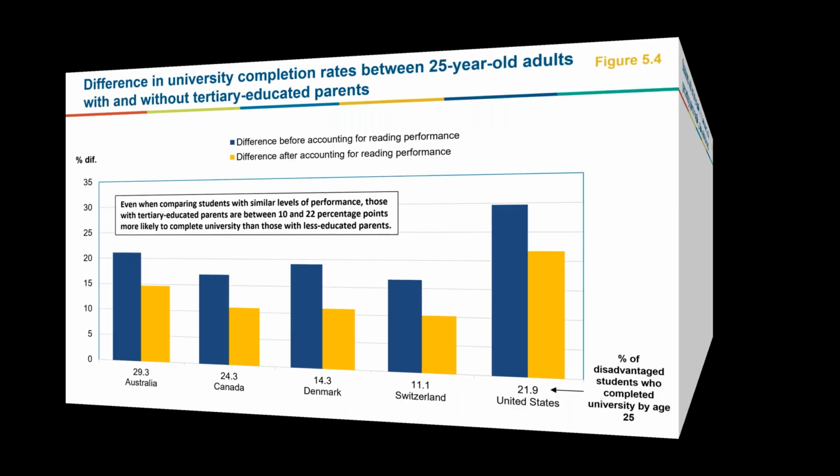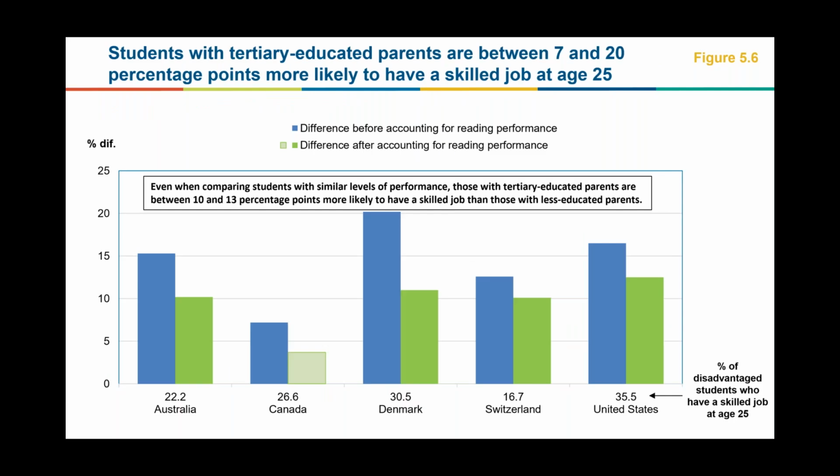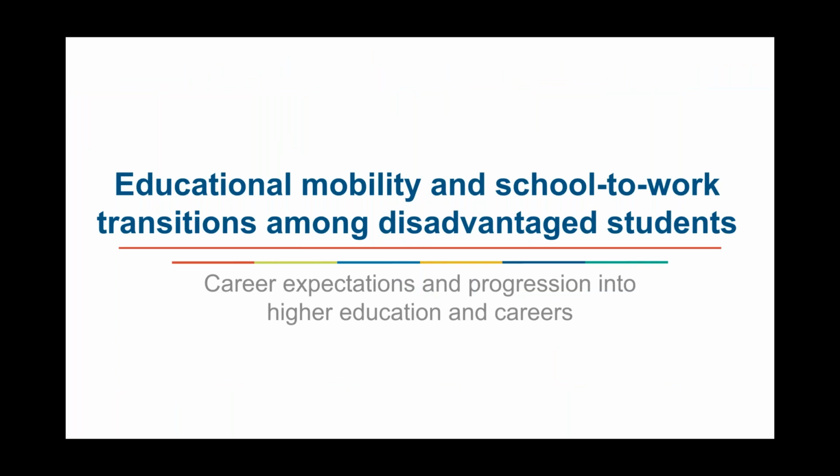We also see the same thing when we look at having a skilled job at the age of 25. In every country, even after controlling for learning outcomes, you can see that your propensity to have a skilled job is actually better if you have well-educated parents. We looked at not just outcomes, we looked also at students' own dreams and expectations about their future.